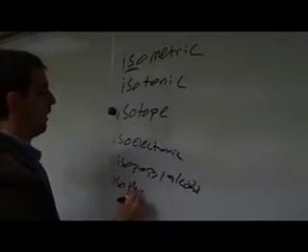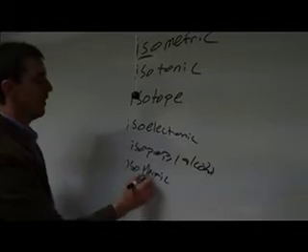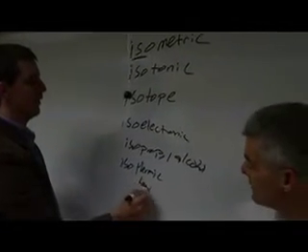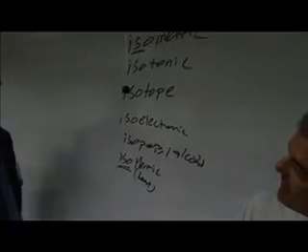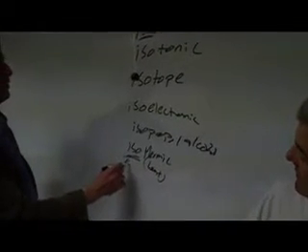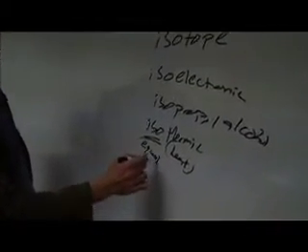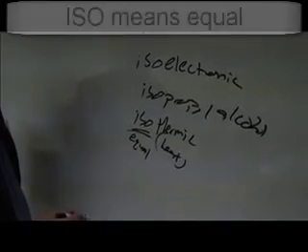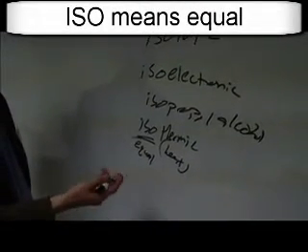Isothermic. Okay, so that's an easy one. I figured, well, I know this one means heat. But if I can figure out what ISO means, I could probably figure out the rest of these words. I'm pretty sure it means equal. I looked it up. Yeah, you're right. So, equal heat. That means the same heat.